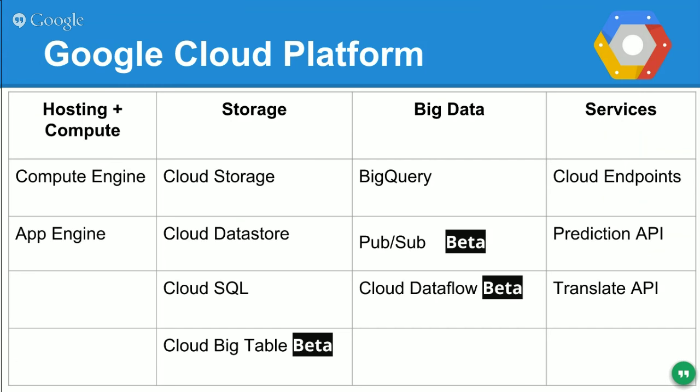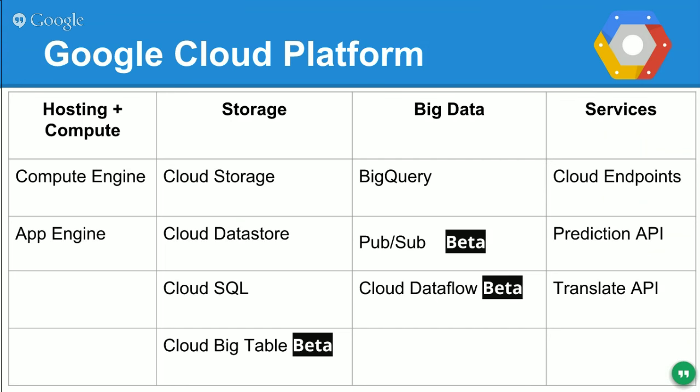On the hosting compute side, initially there was App Engine, but now there's Compute Engine also. On storage, you may be aware that there is Google Cloud Storage, which is the file-based object store. Then you've got the datastore, there's SQL, and there's also recently a release on Cloud Bigtable. We'll come to that. On the big data side, they have offerings like BigQuery. Some of you may have heard about them. If not, you should try it out. That's what I strongly recommend.